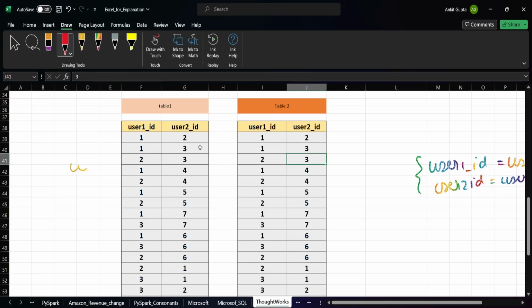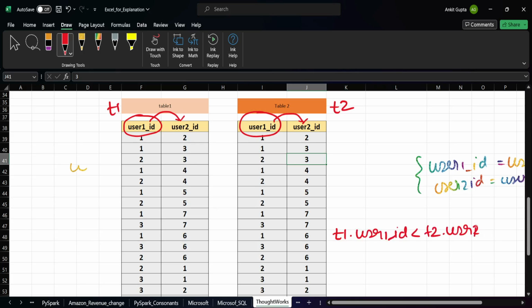Okay, so what we will say, this is the user 1, this is the user 1. So user 1 ID is saying, hey, user 2 ID is my friend. Here also this is saying this is my friend. So the criteria would be, let's assume this is the table 1 and this is the table 2. So we will say table 1 dot user 1 ID should be less than table 2 dot user 1 ID, right? So this ID should always be lesser than this ID.